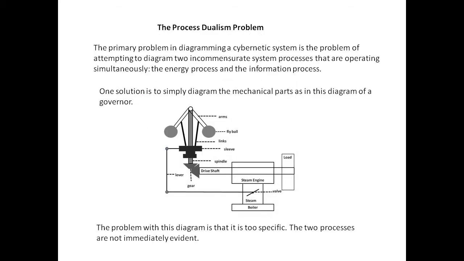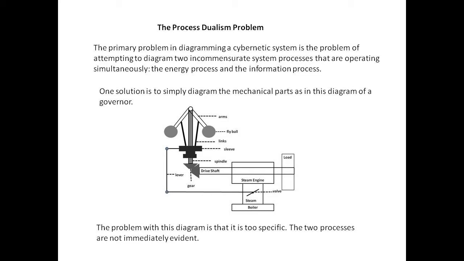The process dualism problem. The primary problem in diagramming a cybernetic system is the problem of attempting to diagram two incommensurate system processes that are operating simultaneously, the energy process and the information process. One solution is to simply diagram the mechanical parts, as in this diagram of a governor.